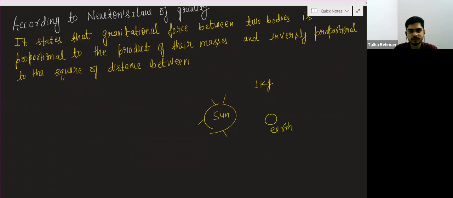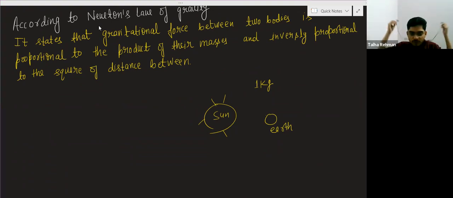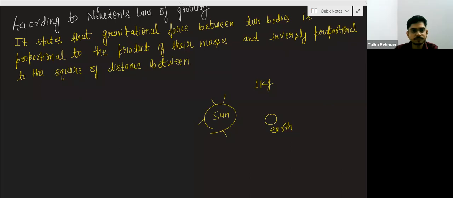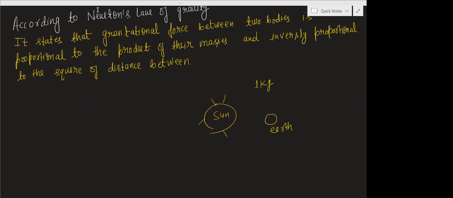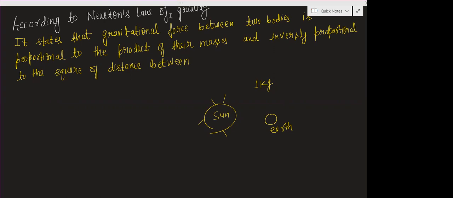Okay, just wait a minute. Are you getting my voice? Yeah. Rayyan, are you getting my voice? Yeah, I can hear you. Okay. Just wait a minute. Getting it now properly? Yeah. Okay.